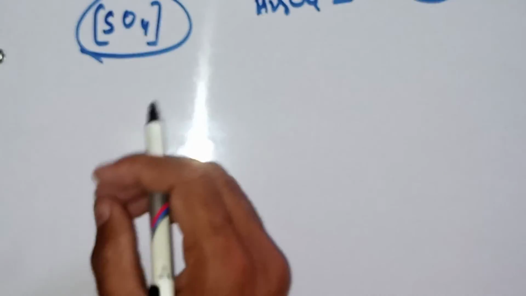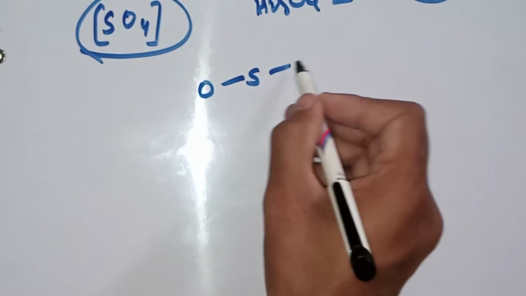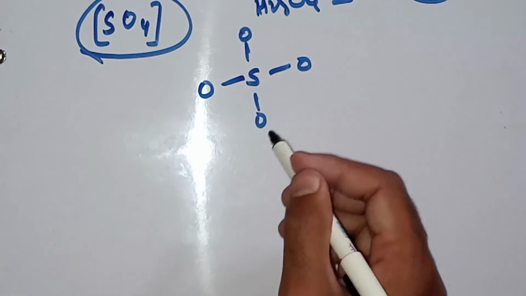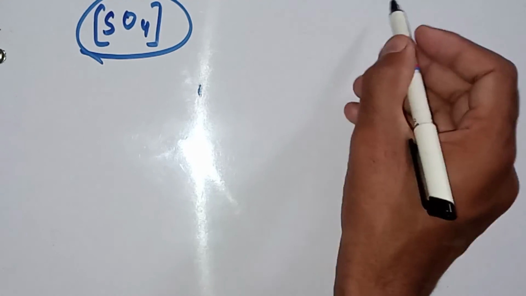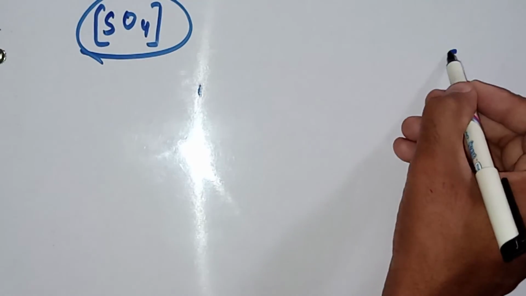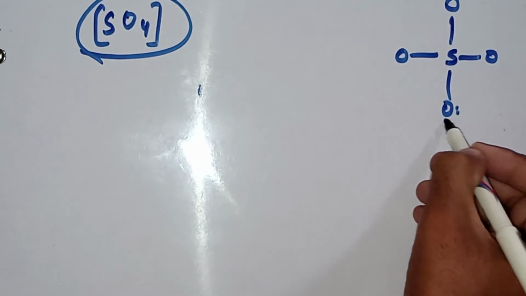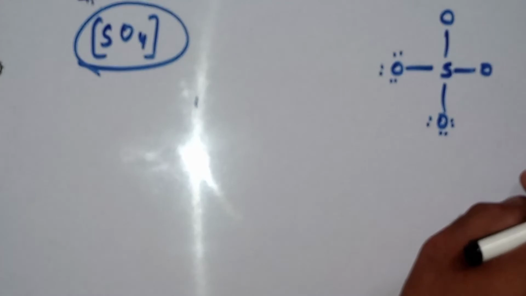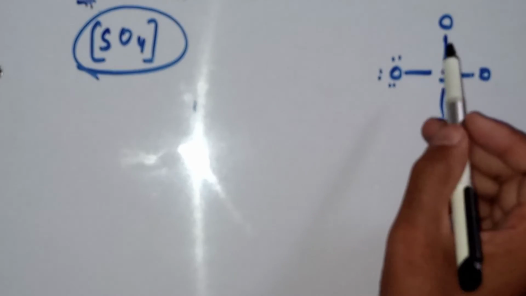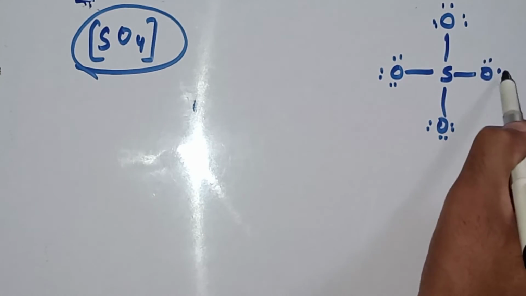Let's use the formal charge formula. First we draw the structure of SO4, like that. This is the SO4 structure: S with four O. Each O has a negative charge, which means each O has 3 lone pairs. Each O has 3 lone pairs, because each O has a negative charge.